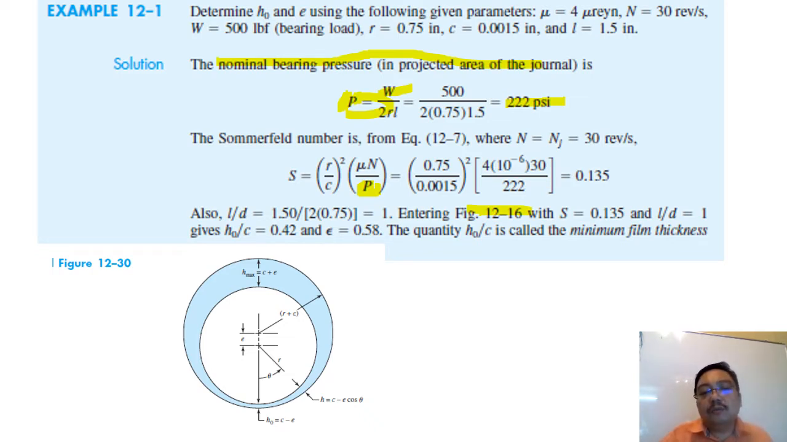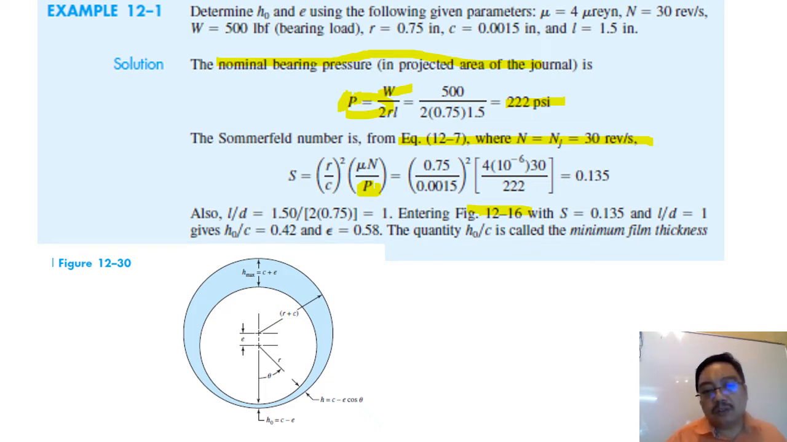The Sommerfeld number from equation 12.7, where Nj is the revolutions per second of the journal. Journal is also called a shaft; in this topic, the shaft is called a journal. So S equals (r over c) squared times μN over P. You put in all the values and you get 0.135. This is the Sommerfeld number. You must remember the Sommerfeld number equation. Also, L over D equals 1.5.